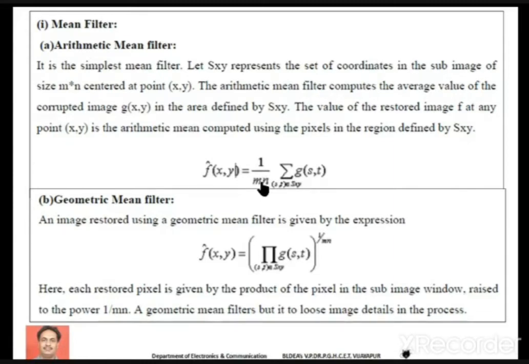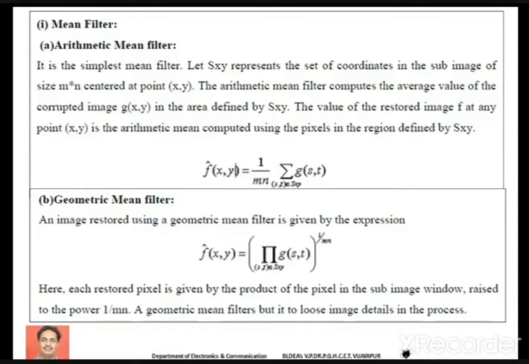Say, for example, if you are using a 3 by 3 window, then 1 divided by m into n will be 1 by 9, times the sum of those 9 pixels. This operation we call the arithmetic mean filter. The major problem with the arithmetic mean filter is that it will fill up the gaps in the image. If you have very small gaps in the images, they can be filled up. But sometimes it leads to blurring of the image.